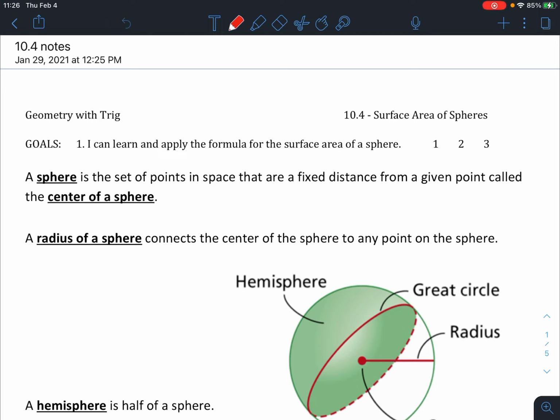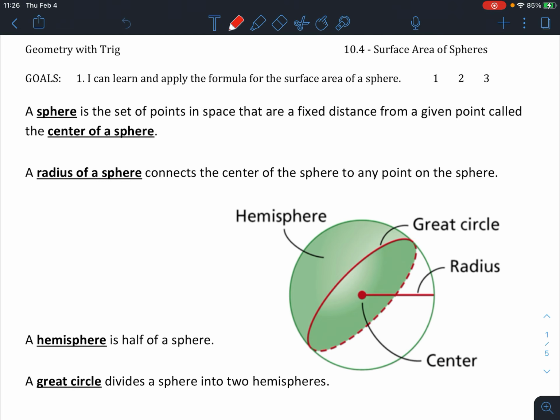Let's start by first describing what a sphere is. A sphere is a set of points in space that are a fixed distance from a given point called the center. Okay? So think of it like a three-dimensional circle. It has a lot of the same things a circle has, such as a radius, a diameter, a circumference. A radius of a sphere connects the center of the sphere to any point on the sphere. So you can see in the picture on there, we have one of the infinitely many radii that a sphere has.